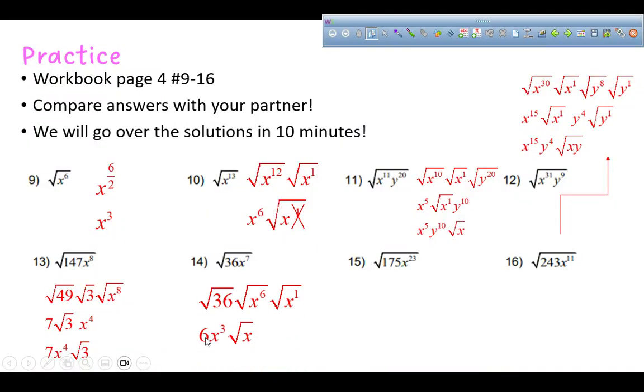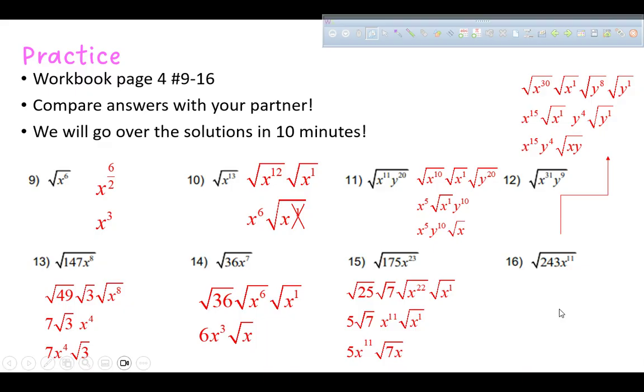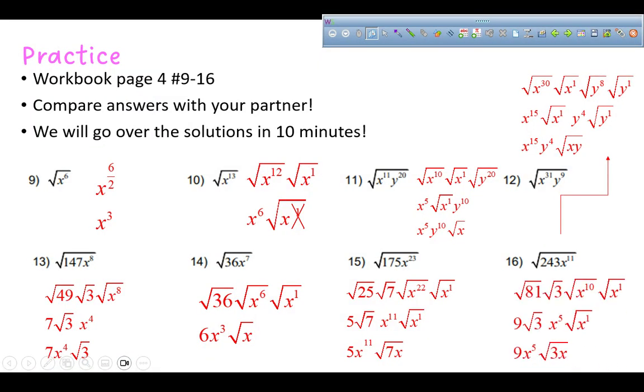36 is a perfect square. It's just 6. But 7 is an odd number, so I wrote it as 6 and 1. You'll see I don't have the 1 in the final answer. I just wrote x. 175 splits up into 25 and 7. 23 splits up into 22 and 1. The square root of 25 is 5. The square root of x to the 22nd is x to the 11th. I can't do anything to the 7 and 1. 243 breaks up into 81 and 3. Oh, x to the 11th breaks up to x to the 10th and x to the 1st.